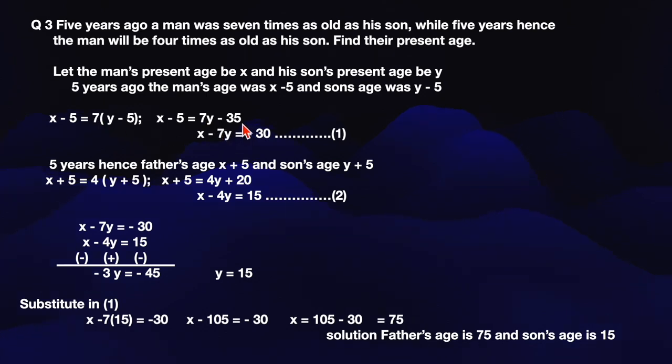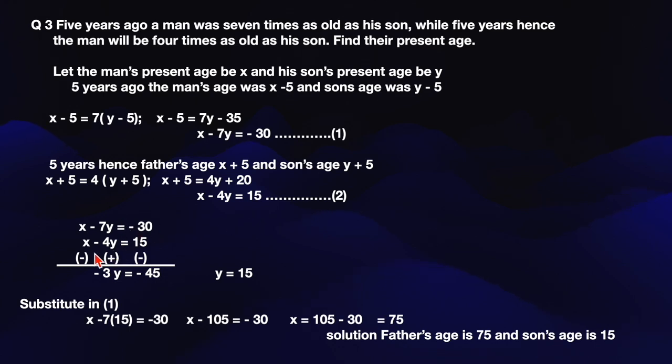Open the bracket and simplify. You get the first equation. x minus 7y is equal to minus 30. Okay. 5 years hence, the father's age is x plus 5 and son will be y plus 5, and the father will be 4 times as old as his son. So x plus 5 is equal to 4 into y plus 5. Open the bracket, solve it, you get this equation.